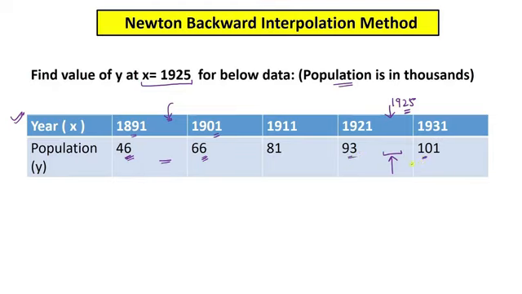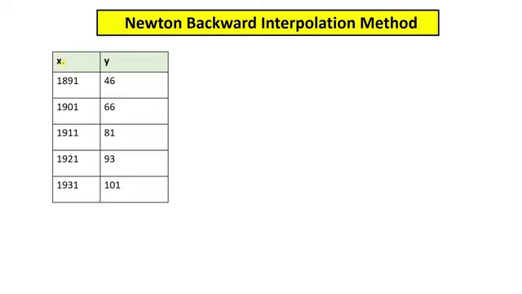Okay. So let's see. To apply this Newton backward interpolation method, we will formulate our values of the x and y in the table. So here you can see these x values corresponding to the years and y values corresponding to the population. Okay. So this y value can also be written as the function value or the f of x, right? Now, the first step in Newton backward interpolation method is we have to create a difference table.